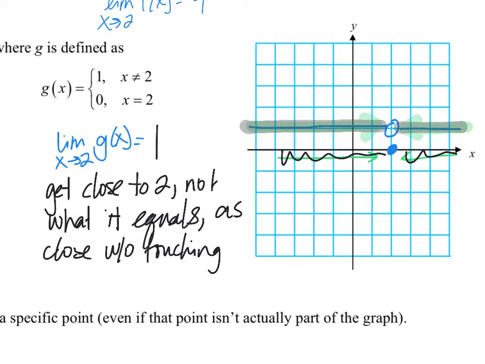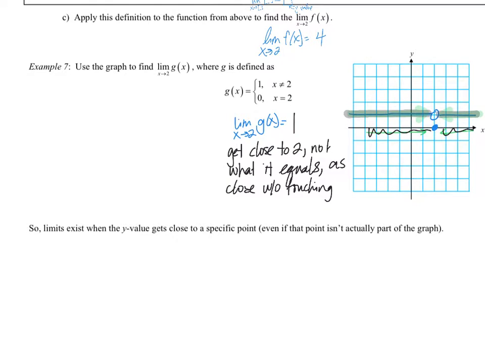So the takeaway message of this example is that the limit exists when the y value gets close to a specific point, even if that point isn't actually part of the graph. So in this example, 1 is not part of the graph at x equals 2, but that doesn't matter, because we're tracing the function. That's what you need to think of limits as: tracing the function.